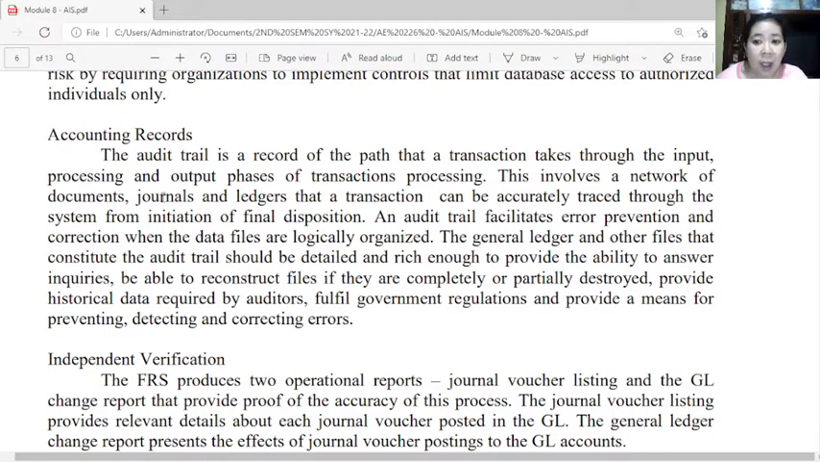The general ledger and other files that constitute the audit trail should be detailed and rich enough to provide the ability to answer inquiries, to reconstruct files if they are completely or partially destroyed, provide historical data required by the auditors, especially in auditing, to fulfill also government regulations, as well as providing means for preventing, detecting, and correcting errors, and especially fraud. Okay, so that's very important in accounting records to have the audit trail.